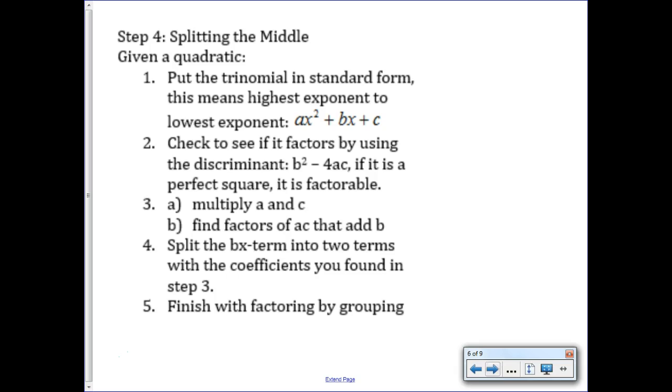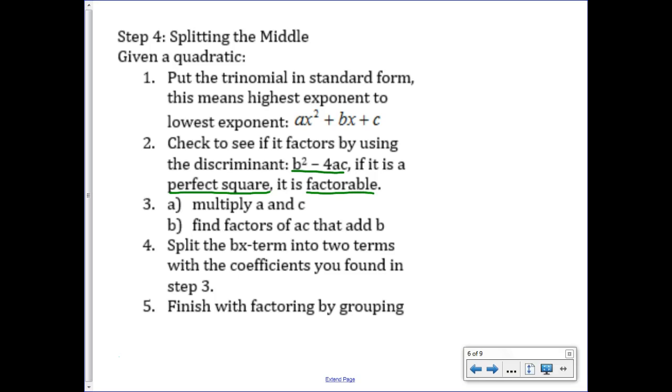All right, step 4. You may want to pause the video if you are copying all of this down and you hadn't printed out notes ahead of time. Given a quadratic, put the trinomial in standard form. So this means the highest exponent to the lowest exponent: ax squared plus bx plus c. We're first going to see if it factors by using the discriminant b squared minus 4ac. If b squared minus 4ac is a perfect square, it's factorable. Then we're going to go ahead and factor.